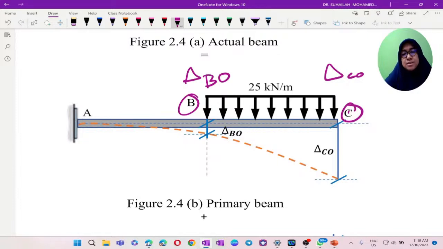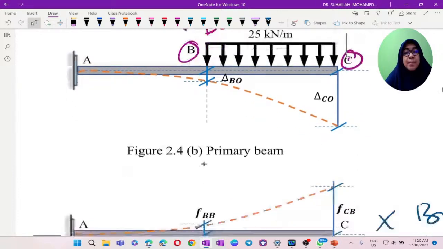Okay, so we have to determine the displacement located at B and at C for the primary beam. The primary beam is a determinate beam subjected to all external loading, which means the loading remains the same as the actual beam. We remove only the support, the redundant. Next we add redundant 1 plus redundant 2.